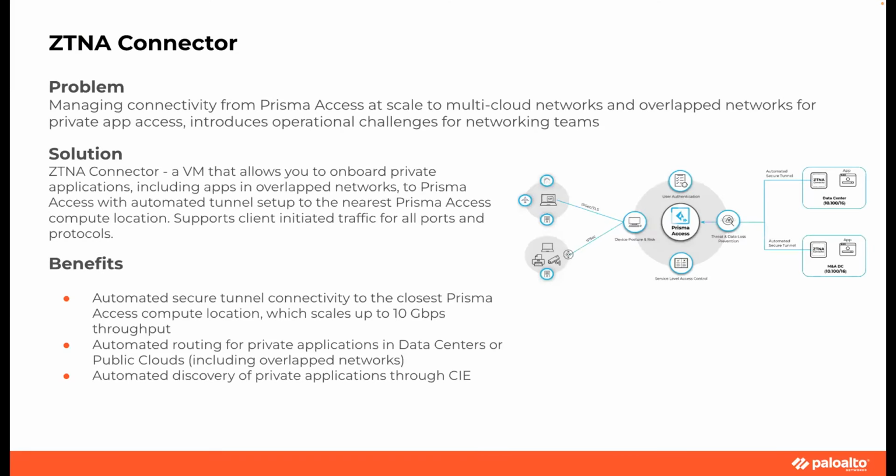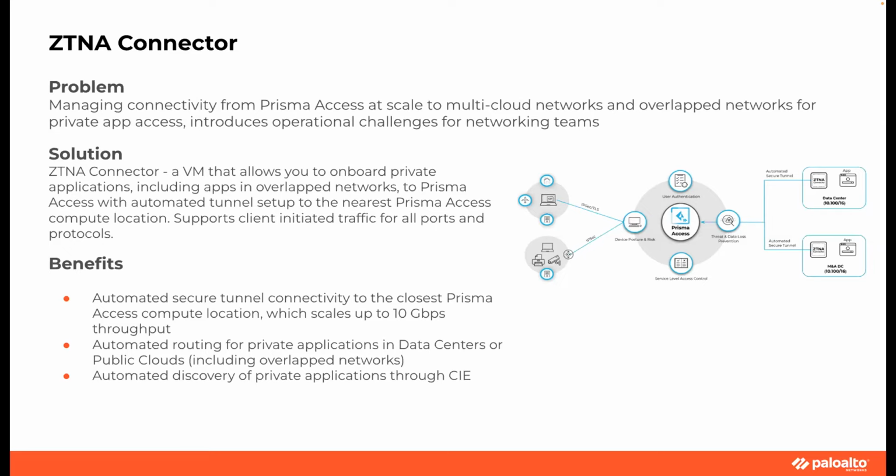Starting with ZTNA Connector. Now, when we are managing private app access for your users or your branches, today the solution available for you is service connections. Now, service connections are perfectly capable of giving you the complete access to your private applications. They solve a lot of use cases, end-to-end connectivity to your private applications. However, there are a few challenges with service connections. One being that if you have overlapping subnets, then that becomes a problem with service connections. And moreover, service connections are only limited to 1 gigabit per second.